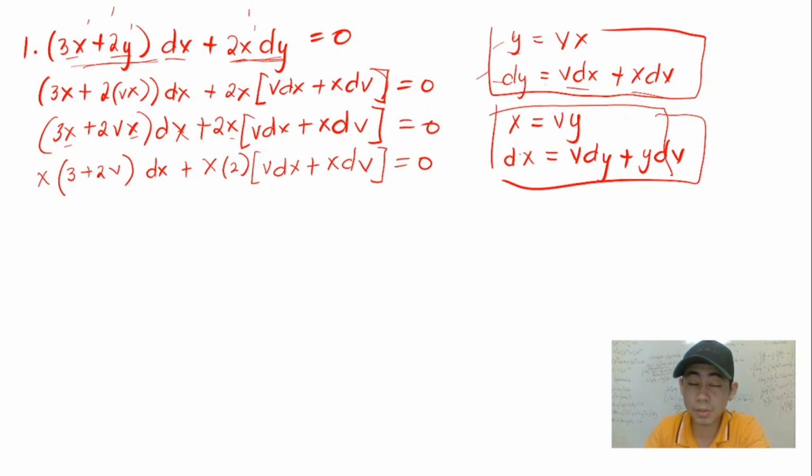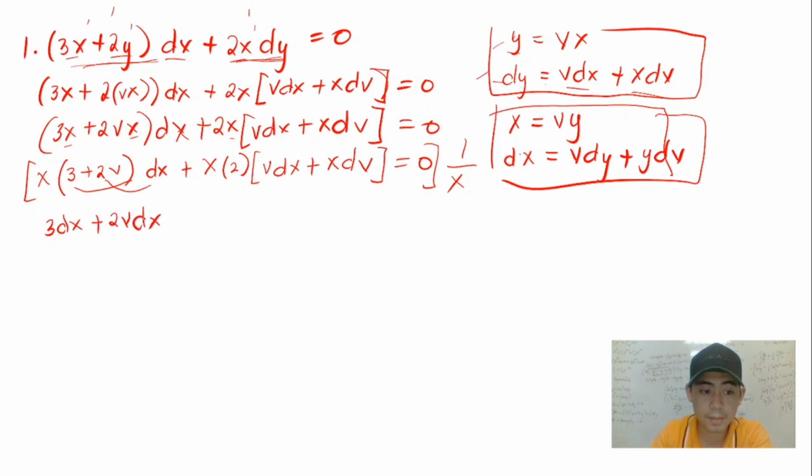Now, kapag ganyan na yung equation nyo, pwede mo na siyang i-cancel out, yung x. Sa pag-cancel out niya, kailangan i-divide mo yung whole equation into x, in order to cancel the x. So, (3 plus 2v) times dx na lang matitira. So, distribute na natin kay dx. So, 3 dx plus 2v dx, plus 2v dx plus 2x dv is equals to 0.